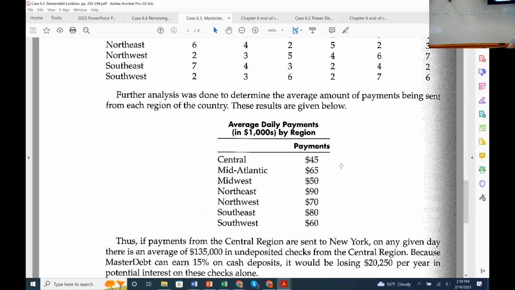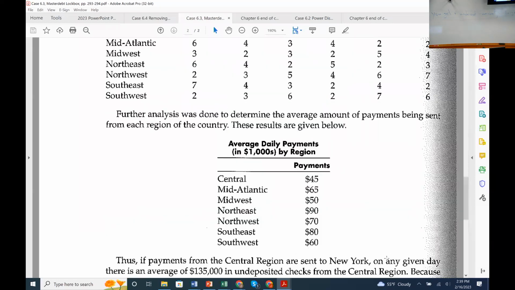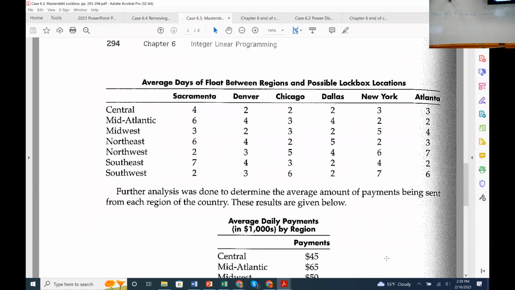What does this problem feel like or remind you of? And what does that say about the decision variables? Double subscripted. Why do we need double subscripted? From region I to lockbox J. Yeah, exactly. We're making this connection between regions and lockboxes. So we need double subscripted.